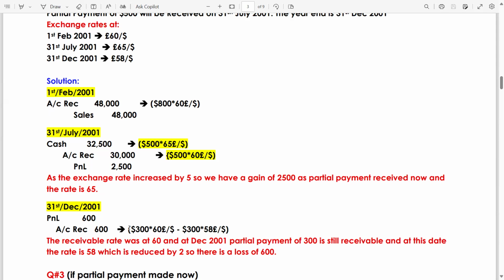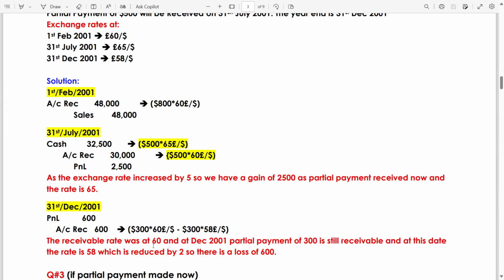That's why I am repeating again, in case of partial payment, you have to compare it with the rate of the transaction date, which is 1st Feb, when this transaction happened. Okay, not with the payment date. So there is a difference of 2. 2 multiplied by 300 is 600 loss.